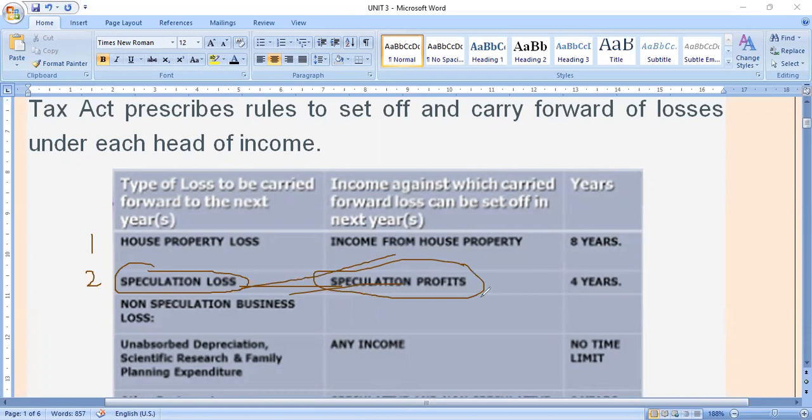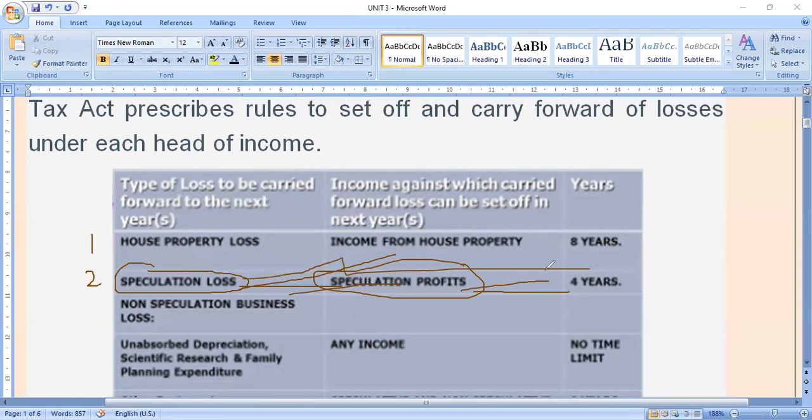This loss you can show up to 4 years. Up to the next 4 years, if the chance is there, you can write off this speculation loss in your gross total income under the head speculation profits only. You have to deduct this loss. Did you understand?